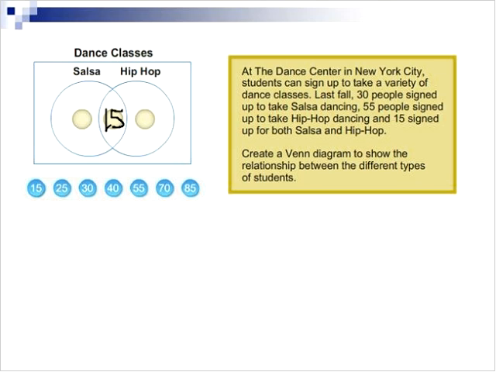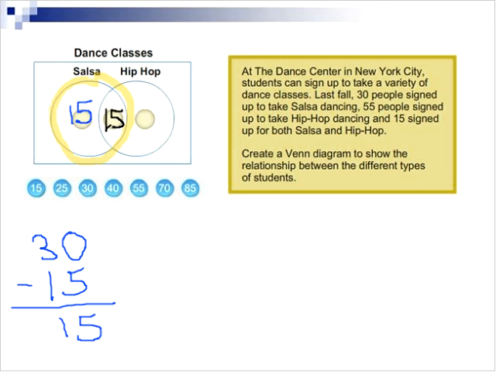And this is where it gets a little bit tricky. Notice that 15 is part of the salsa circle. So even though it says that 30 people signed up for salsa, 15 is part of that 30. The way to find out how many people just like salsa is to take the 30 people who signed up for the course and subtract that overlapping part. So that means that 15 people like salsa dancing only.